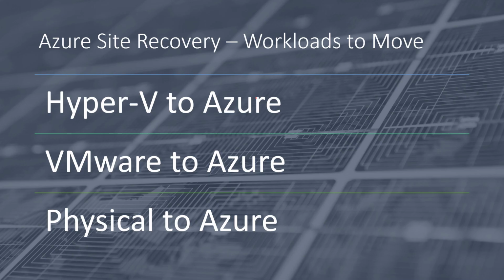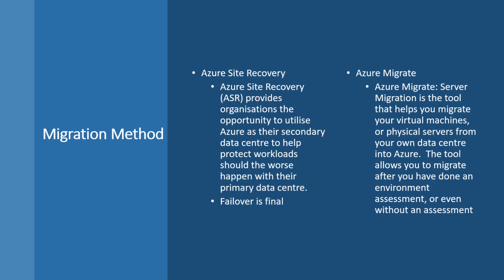Then the types of workloads that we're going to move are Hyper-V virtual machines to Microsoft Azure, VMware virtual machines to Microsoft Azure, and physical workloads to Microsoft Azure. So these are the three types of workloads that we're going to do in the demo session. Each will be demonstrated as a separate video. The coming video is about FortiGate site-to-site VPN with Microsoft Azure. Then following that you will see Hyper-V to Azure, VMware to Azure, and physical to Azure.